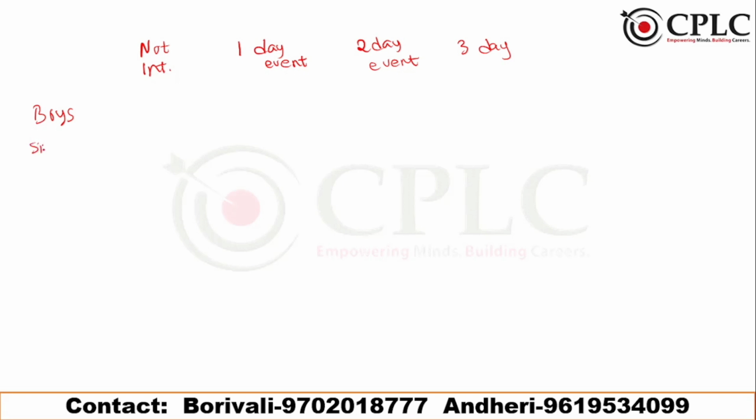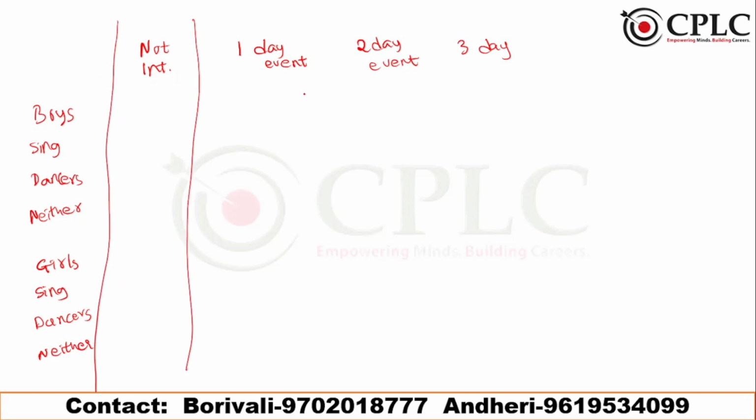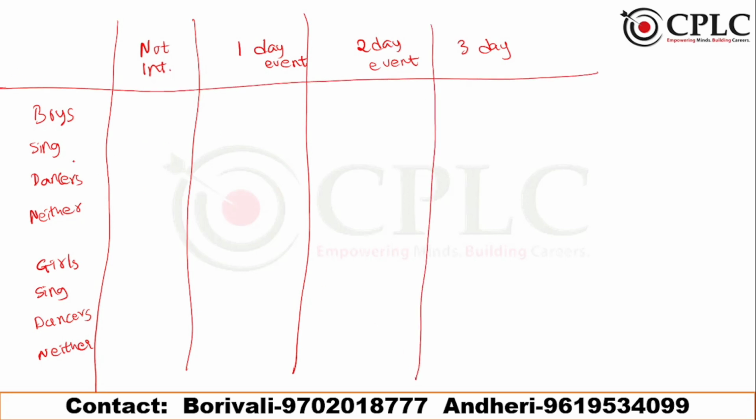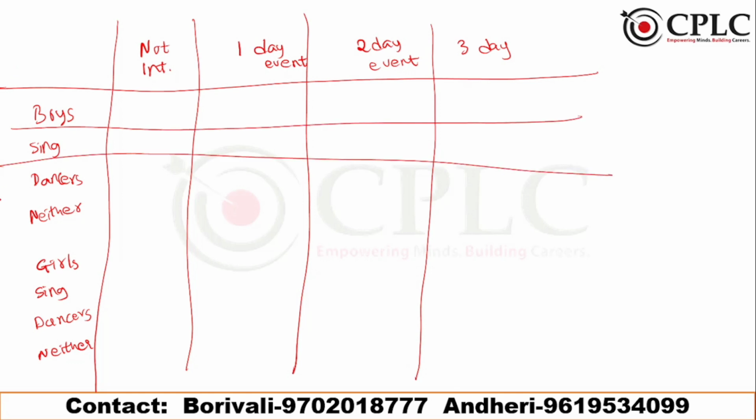Now there were singers, there were dancers. Pardon me for the handwriting. Then there was neither singers nor dancers, neither. Then there were girls, who were also singers and dancers, and neither, basically. So these are the categories that we are dealing with, and hence reading the information and having the correct interpretation is very crucial in such types of sets actually.